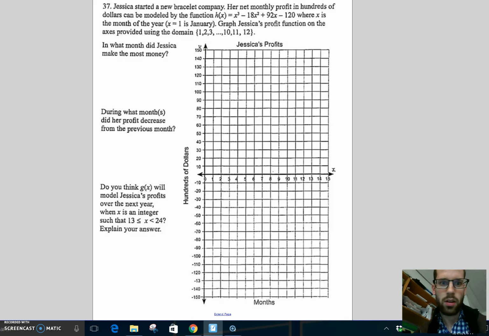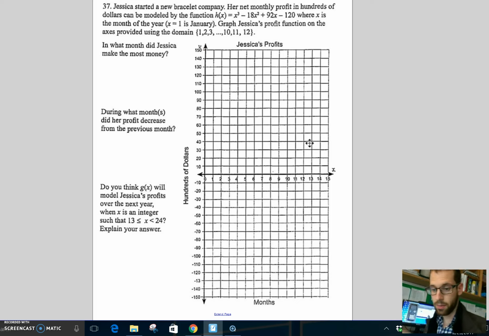All right. Jessica started a new bracelet company. Her monthly profit, in hundreds of dollars, can be modeled using this function. Graph it using the domain from 1 all the way up to 12. In what month did she make the most money?